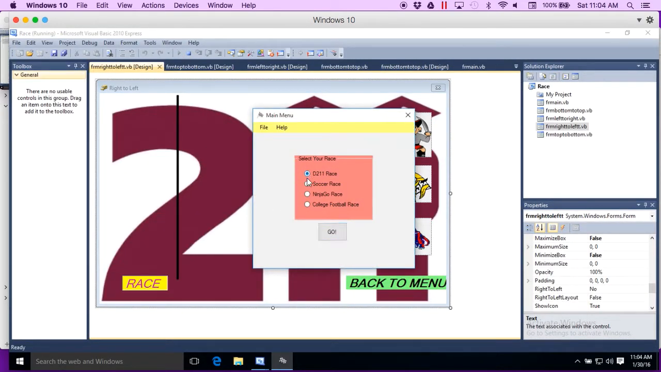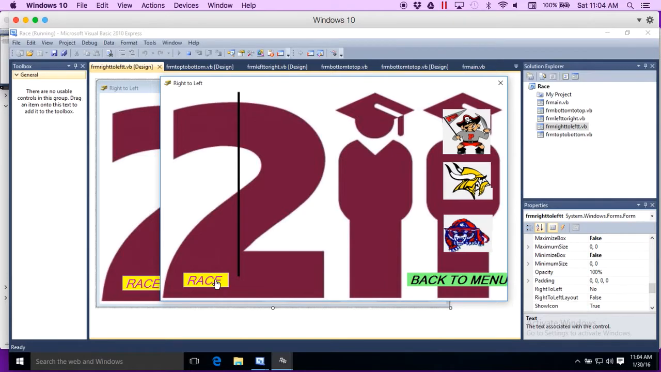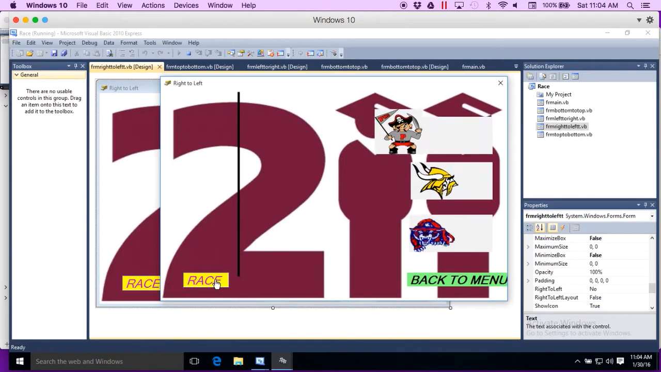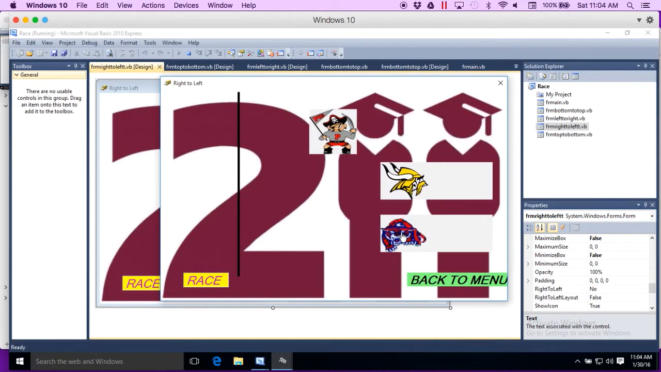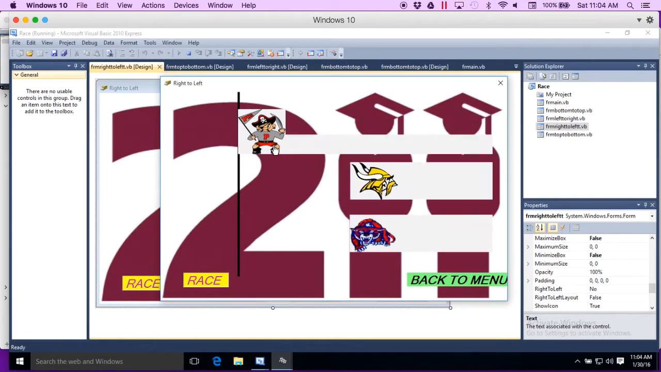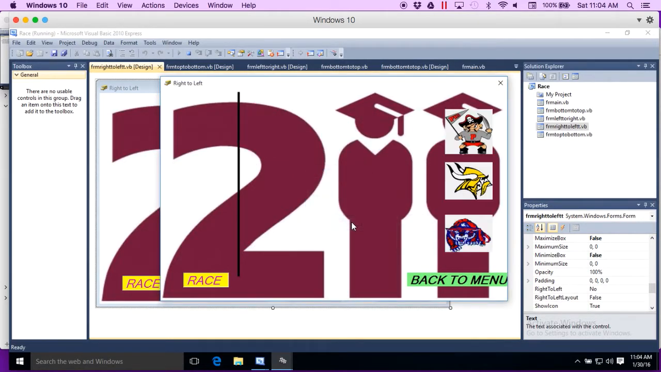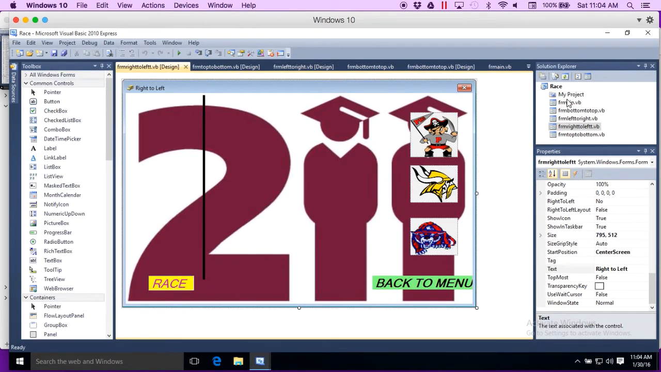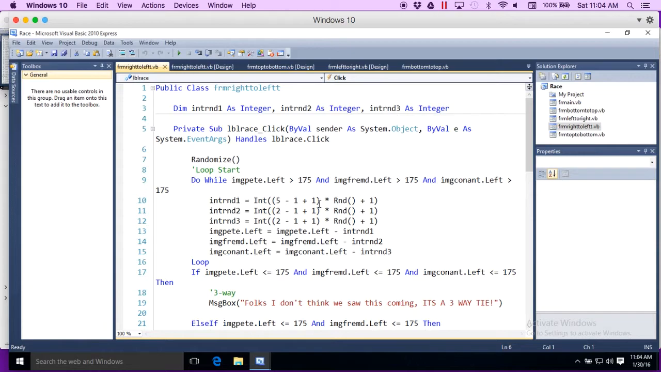if I pick the D211 race, that's the speed. These two are going between 1 and 2 pixels. This one is going between 1 and 5 pixels. The background slows it down substantially. But if for any reason you need to change speeds, this is the upper bound.